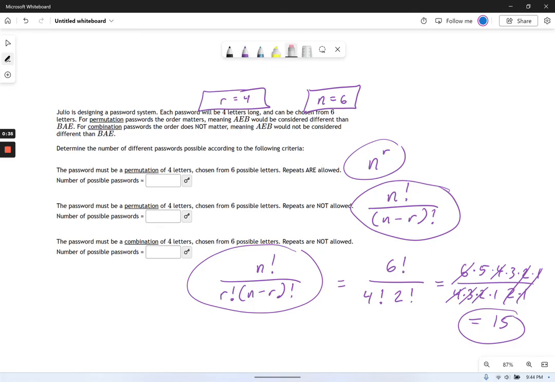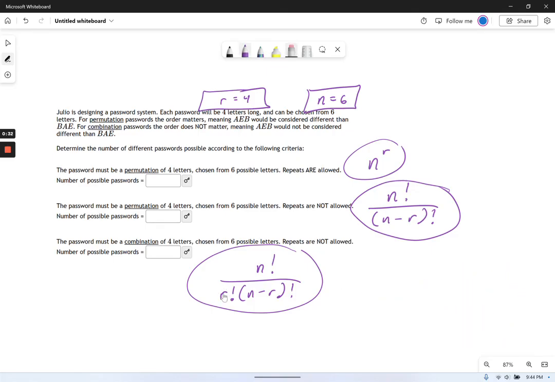Okay, this is a really good formula. It could save you a ton of time. I really recommend it.